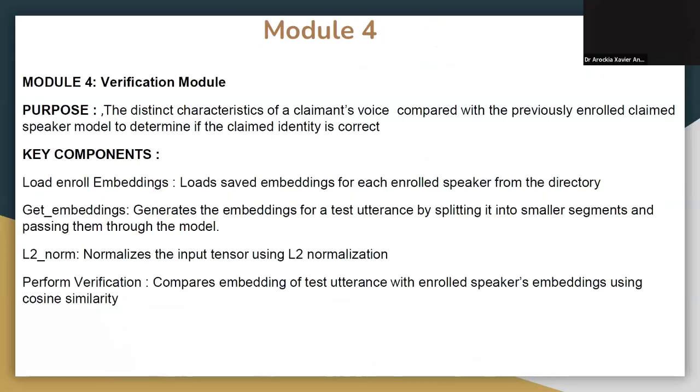So module 4 is the verification module. It is similar to the previous one. The distinct characteristics of the claimant voice are compared with the previously enrolled claimed speaker model to determine if the claimed identity is the correct one. So load the enrolled embeddings, and generate the embeddings for the test utterance by splitting it into smaller segments. An L2 norm is applied over it, and you perform the verification using the speaker's embeddings, and cosine similarity is applied to extract the similarity.